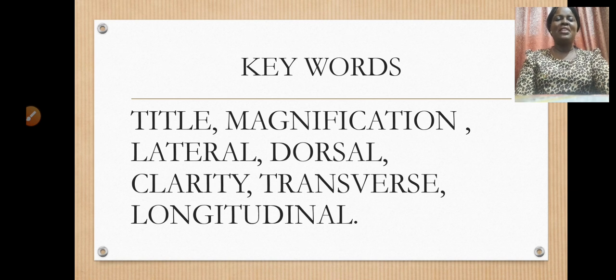Now to lateral. Lateral view is observing, viewing a specimen from the side. And dorsal means viewing a specimen from above. Clarity simply means you are drawing and labeling neatly. Clarity of lines, no dotted lines, no sketching.